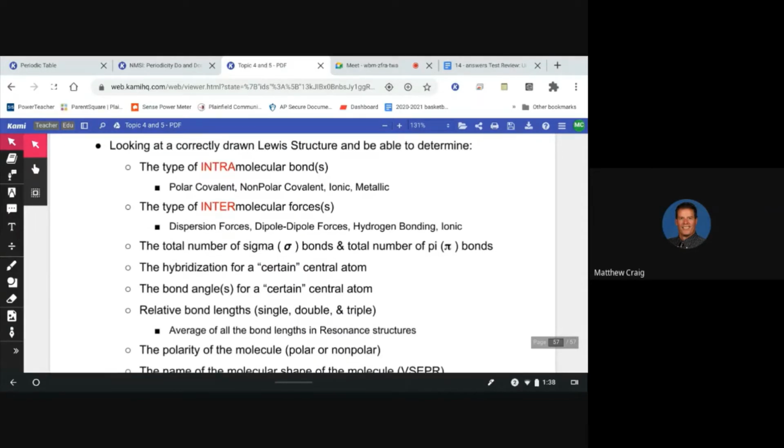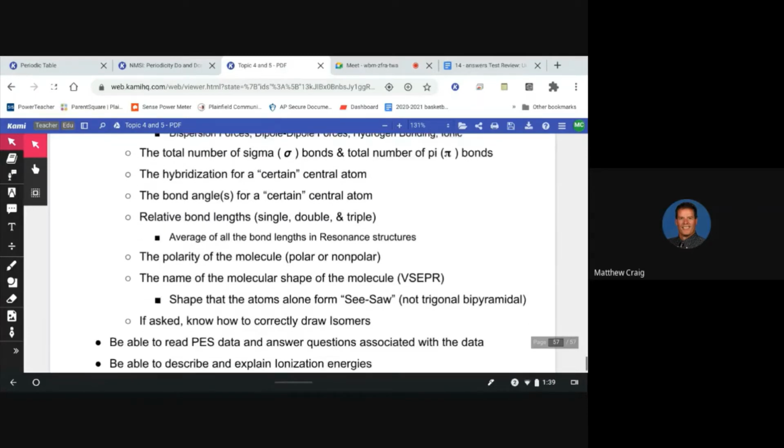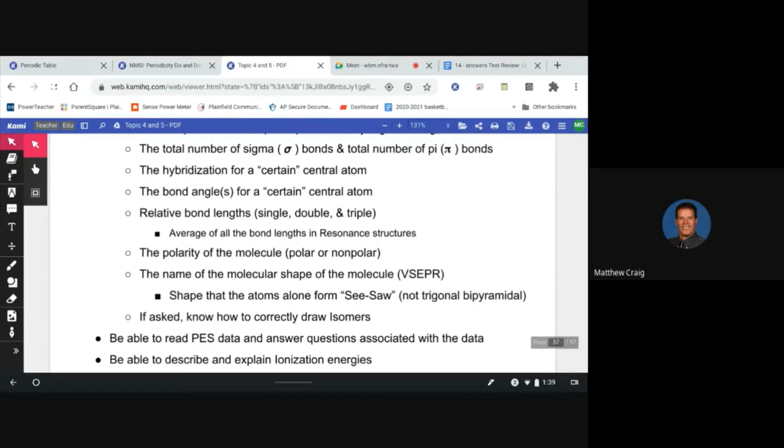The total number of sigma and pi bonds, the hybridization, and we'll only ask you about the hybridization of the central atom, or if there's multiple central atoms, in other words, a carbon chain, I could ask you that. The bond angle for a certain central atom, the relative bond strengths for single versus double versus triple, and the average of all the bond lengths in a resonance structure. We did that the last couple of days.